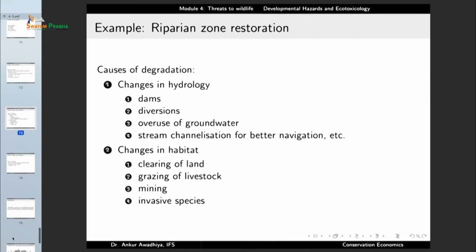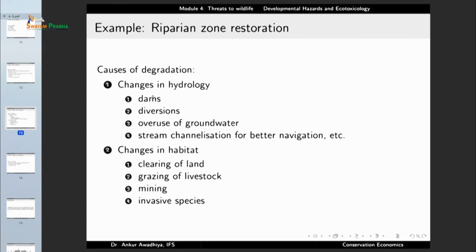Similarly, in the case of river systems, we can have degrading actions such as construction of dams. So a dam completely changes the hydrology of the area. So from a running water system, you have converted the area into a stagnant water system. So that causes a change in the hydrology. It changes the movement of different organisms such as fishes. Other examples include diversion of land. So, a land that was there in a floodplain has now been diverted and made into, say, a building area. Overuse of groundwater, channelization of streams. So, these are all different things that lead to changes in the hydrology.